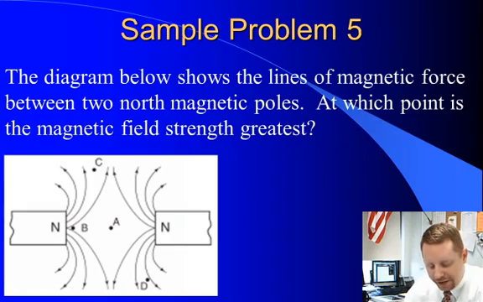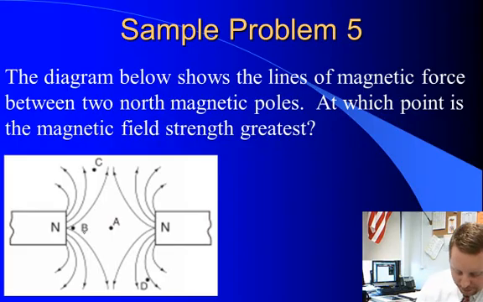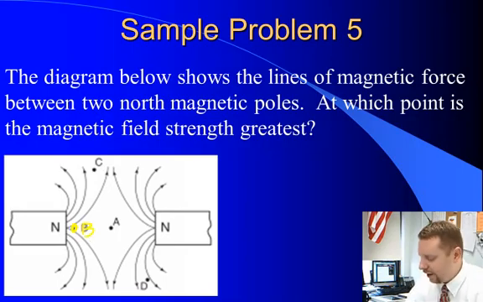So in this problem, the diagram shows the lines of magnetic force between two north magnetic poles. At which point in the magnetic field is the magnetic field strength greatest? And our choices are A, B, C, or D with those little dots. Well, the magnetic field strength is greatest in areas of the most field lines, the greatest flux density we call that. And I see the greatest density of lines over here by B. So B must be our answer. It has the greatest magnetic field strength because it is located in the highest density of magnetic field lines.